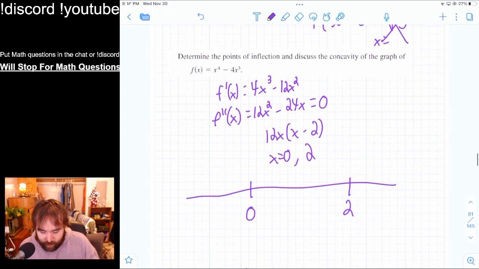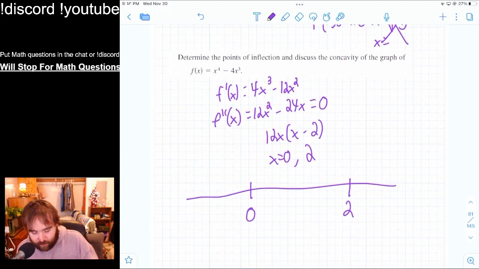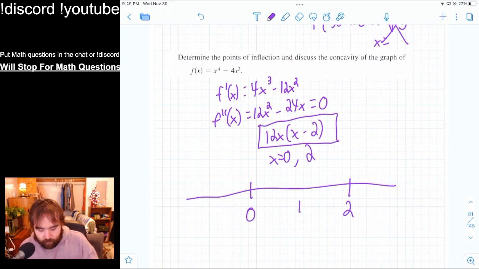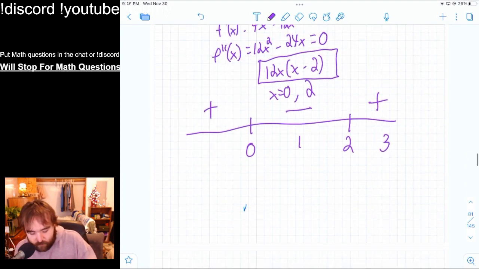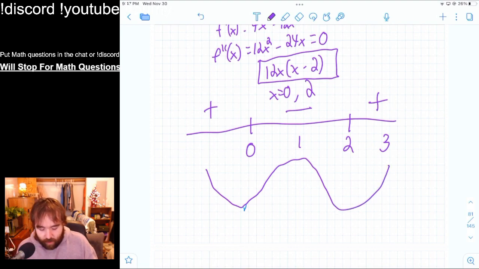So let's look at it. So let's plug in, where's our second derivative? Our second derivative is right here. That's probably the easiest form to use. So if we plug in 1, we get a positive 12 times negative 1. So it's concaving down here, so I'll put a negative sign. If we plug in 3, we get a positive times a positive. It's concaving up there. If we plug in a negative 1, we get a negative times a negative. That's a positive. It's concaving up there. So actually, this graph just looks like concaving up, concaving down, concaving up.